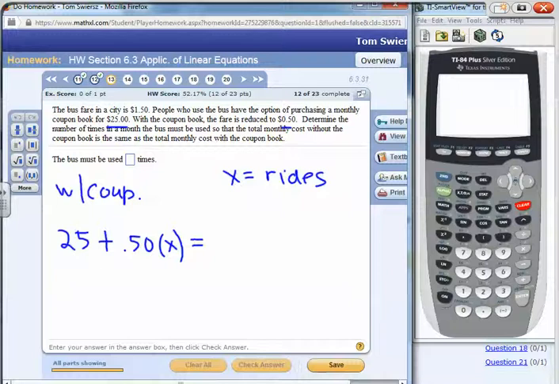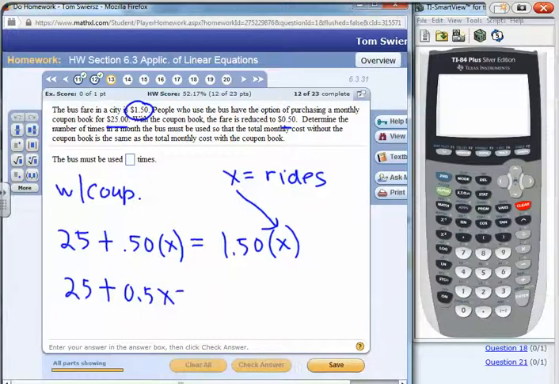Without the coupon book, it is simply $1.50 for the number of rides. So 1.50 times x is your cost without the coupon book, because there's nothing to pay except $1.50 every time you ride, and again, x is the number of rides. Okay, so actually here you have 25 plus 0.5x equals 1.5x.